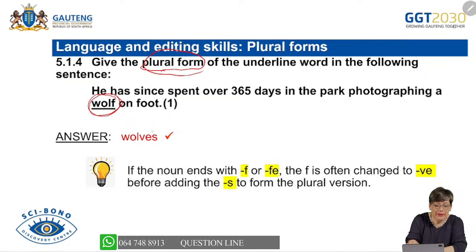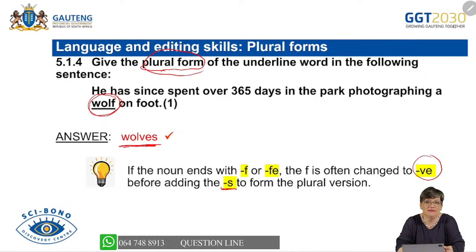But look at the spelling. Now, spelling is going to count here. The F has been replaced with a V-E-S. Now, what's the rule? The rule is if your word ends with F or FE, then we change it to V, and then we just add the S. Right. Easy. It's really easy. Break down your question step by step.